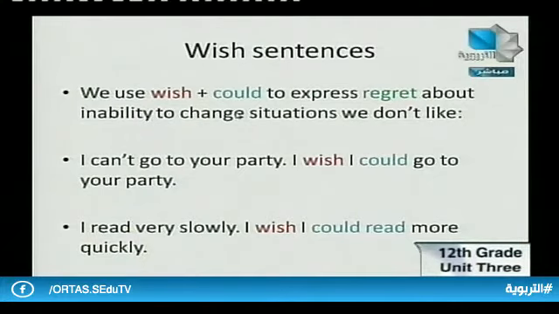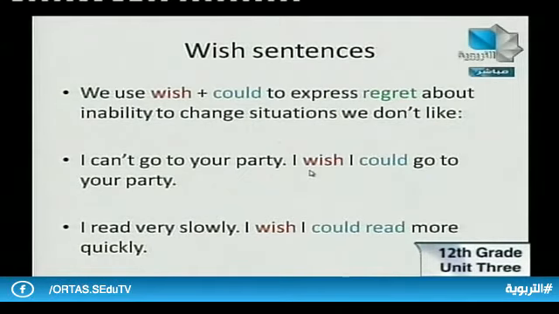Mr. Qutayba, please. We could also use could. Yes, actually, could is one of the possibilities for our students to use. We use wish to express regret about inability or to change the situation. So we can't change the situation. We use could to show that we can't change that. For example, I can't go to your party, so I wish I could go to your party.